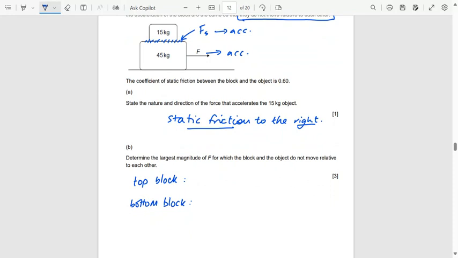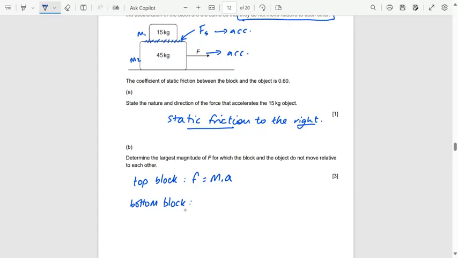So the top block has a friction force. I'm going to call that little f. The top block has a force that is equal to ma. I'm going to call it mass 1 and mass 2.